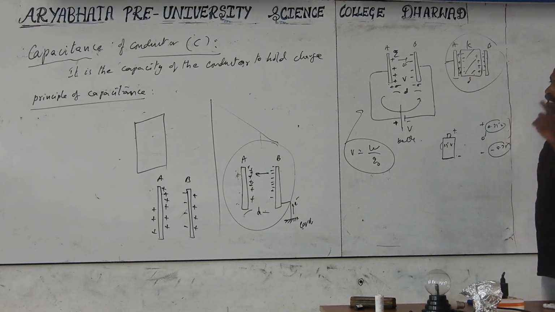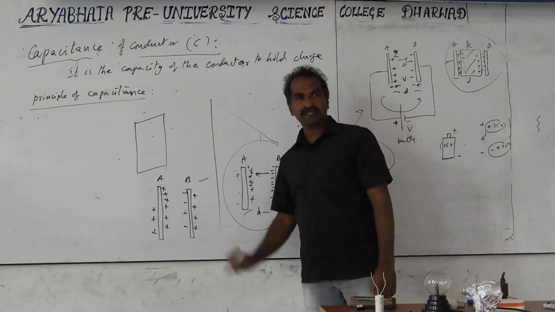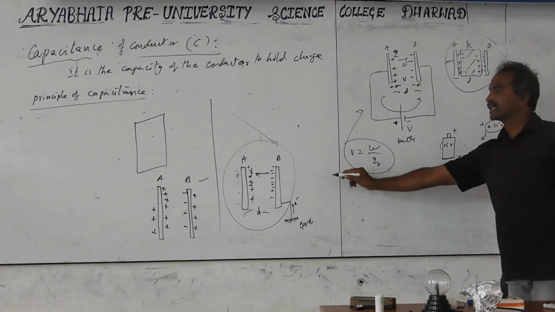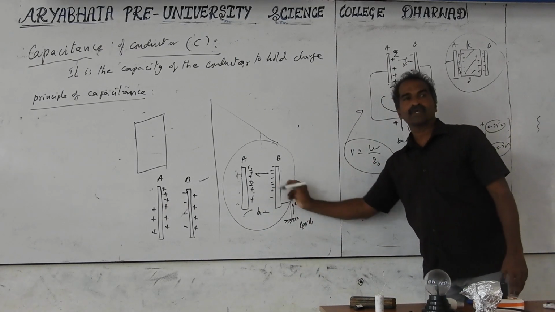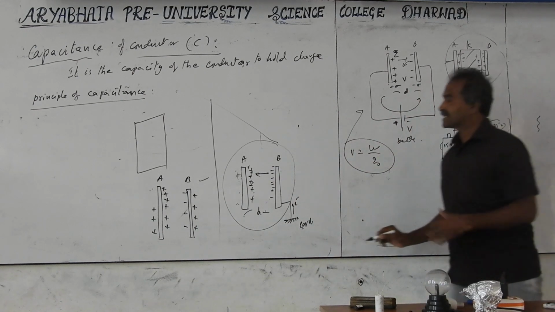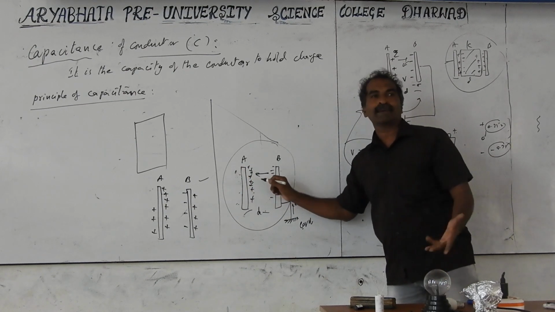To increase the capacitance, one way is to keep a neutral plate close to the charged plate, which increases the capacitance. Another way is keeping another conductor near the charged plate; we can increase the capacitance by this method also. Capacitance increases because the empty space is filled, and as you keep adding plates, the capacitance increases.